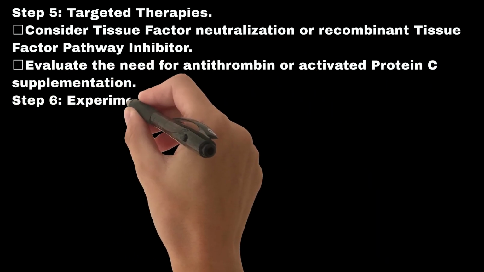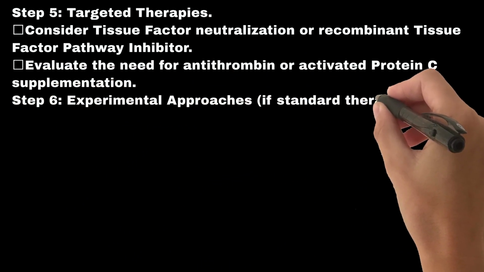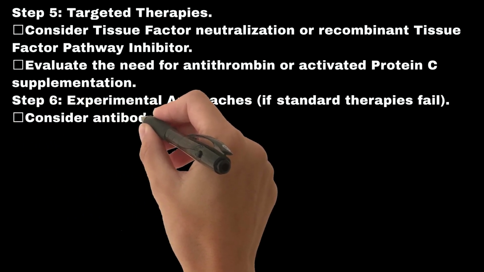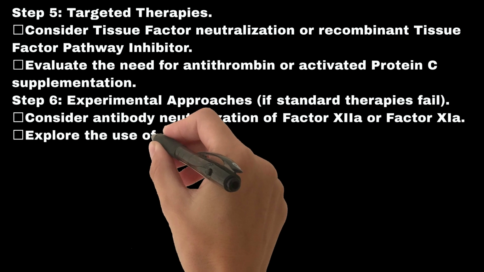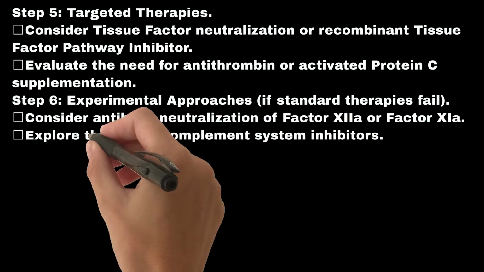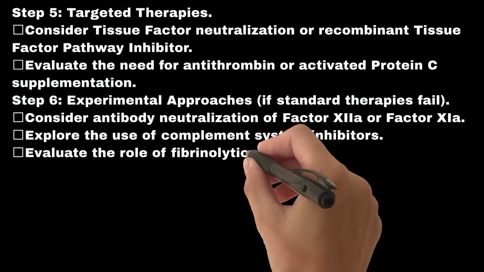Step 6. Experimental approaches. If standard therapies fail, consider antibody neutralization of factor XIa or factor XIIa. Explore the use of complement system inhibitors. Evaluate the role of fibrinolytic agents.